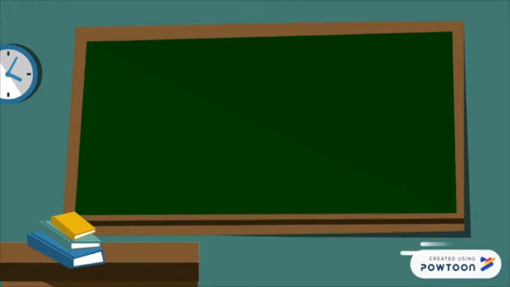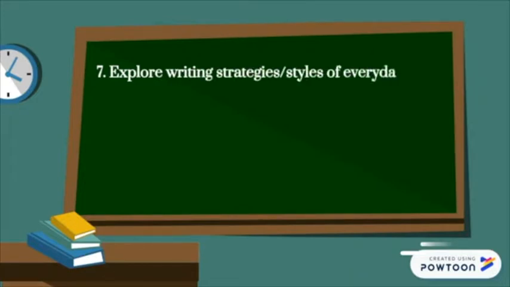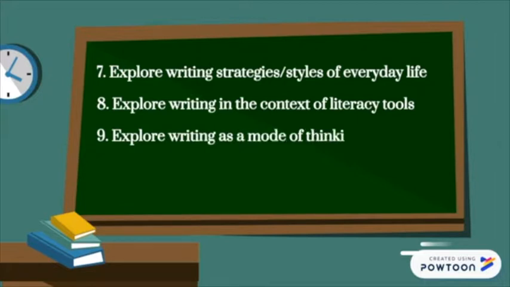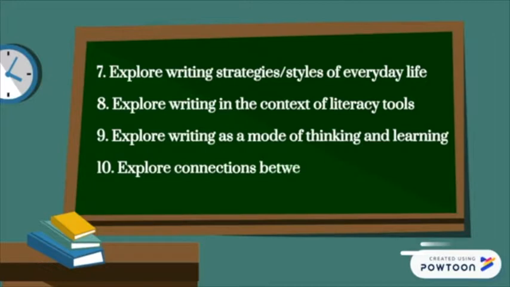And then, if you look down at objectives 7 to 10, this gives you an idea of how we might accomplish these things. So first, we're going to explore the writing strategies and styles of everyday life. So what are we doing already? We're going to explore writing in the context of literacy tools, and don't be afraid if you don't quite understand what literacy tools means yet. We'll get there. We're also going to explore writing as a mode of thinking and learning, and then we're going to explore connections between visuals and composition.